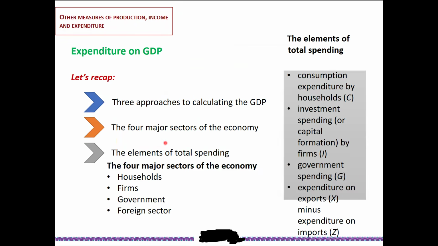Okay, let's recap. Three approaches to calculate GDP. You know them: we have the income method, the expenditure method, and the production or value added method. The four major sectors in the economy: you have your households, your firms, your government, and your foreign sector, right? And the elements of total spending are the ones in your expenditure method, which is C plus I plus G plus X minus Z. Those are the elements of total spending, right?